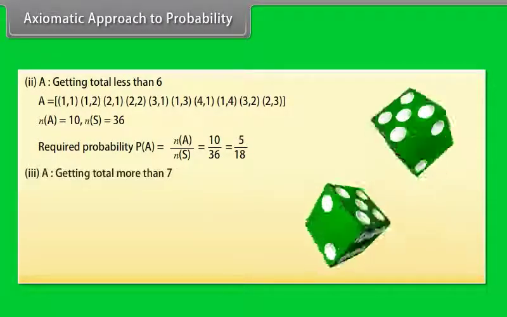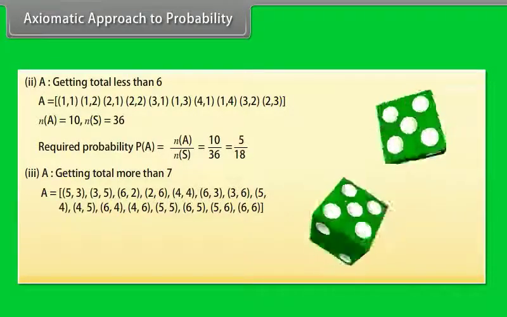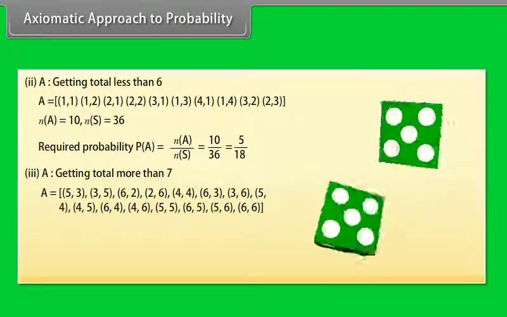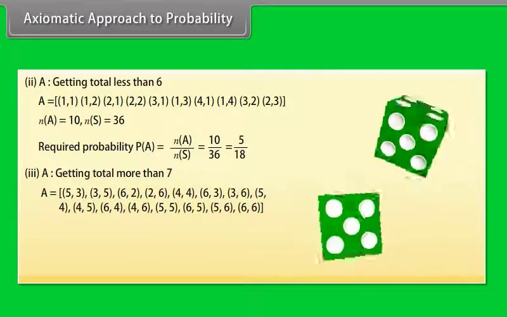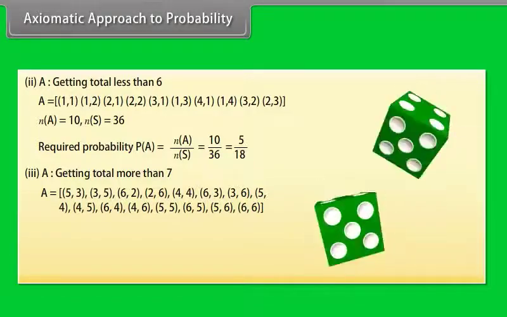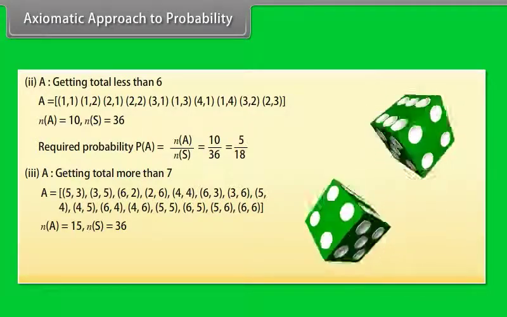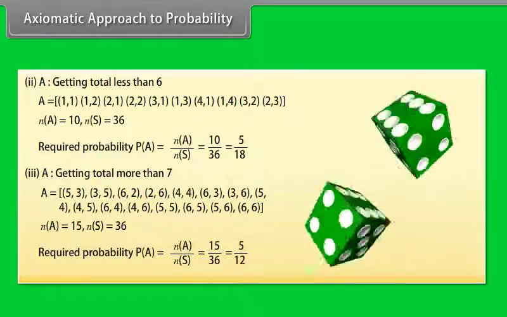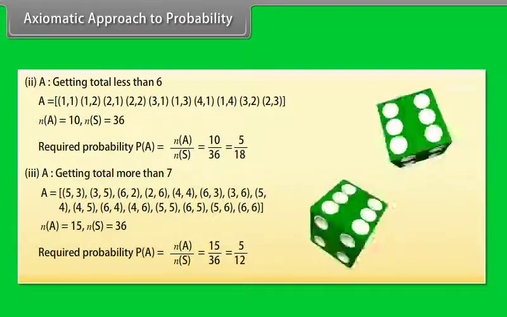3. A: getting total more than 7. A is equal to (5,3), (3,5), (6,2), (2,6), (4,4), (6,3), (3,6), (5,4), (4,5), (6,4), (4,6), (5,5), (6,5), (5,6), (6,6). n(A) is equal to 15. n(S) is equal to 36. Required probability P(A) is equal to n(A) by n(S) is equal to 15 by 36 is equal to 5 by 12.